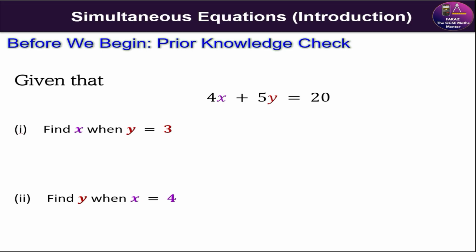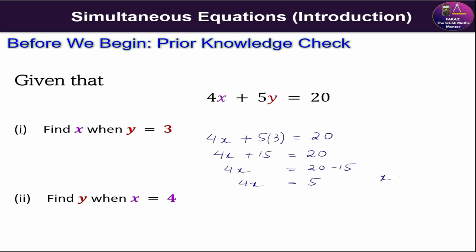Here's the warm up. We are given the equation 4x plus 5y equals 20. First find x when y equals 3. So how can you do that? You just have to substitute the value of y given as 3. 4x plus 5 times 3 equals 20. It will give you 4x plus 15 equals 20. Therefore, 4x equals 20 minus 15. Then 4x equals 5. Dividing both sides by 4, it will give you x equals 5 over 4.